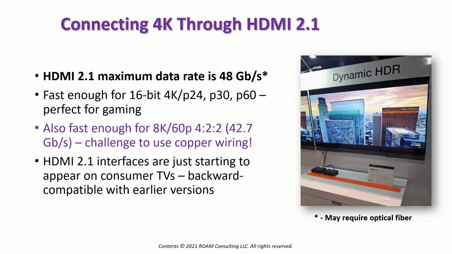But this now gets you into a bit of a larger playing field, a more comfortable ballpark to do 16-bit 4K, Ultra HD, 24 frames, 30 frames, 60 frames. So it really is perfect for gaming. And it's also fast enough to do 8K 60p 422, which is almost 43 gigabits a second. But again, it's a challenge to use copper at that speed. That's really more of a professional format.